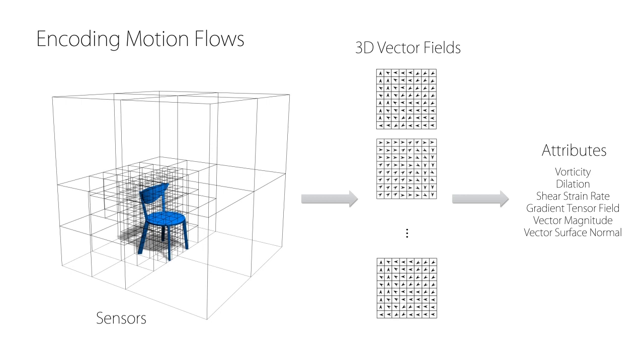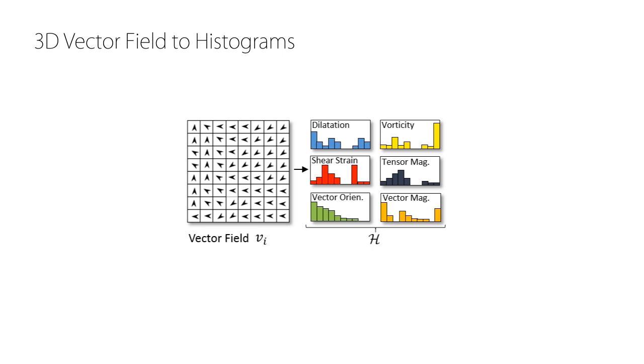We use the vector field attributes to quantify the measured interaction by computing a set of histograms. For example, the interaction of grasping a cup might have more vorticity than sitting down on a chair. The histograms allow us to describe these differences.